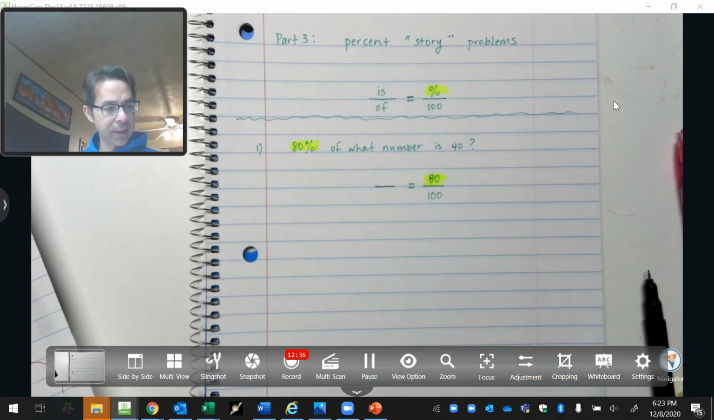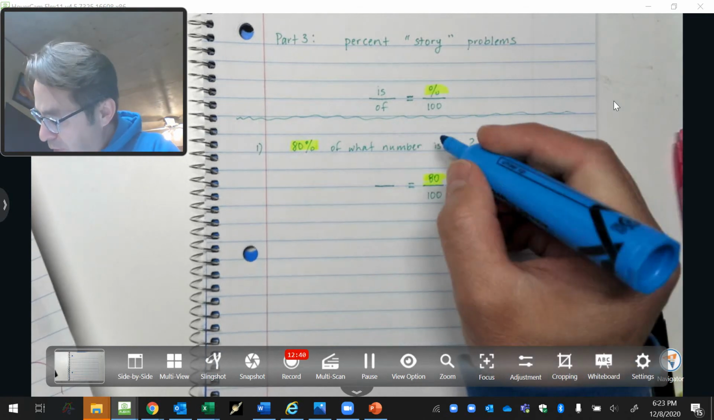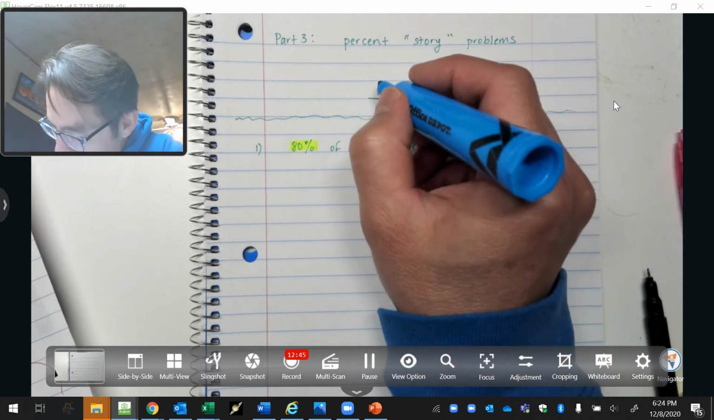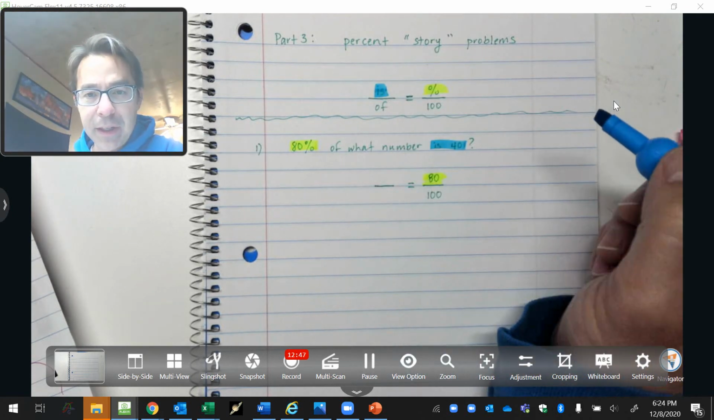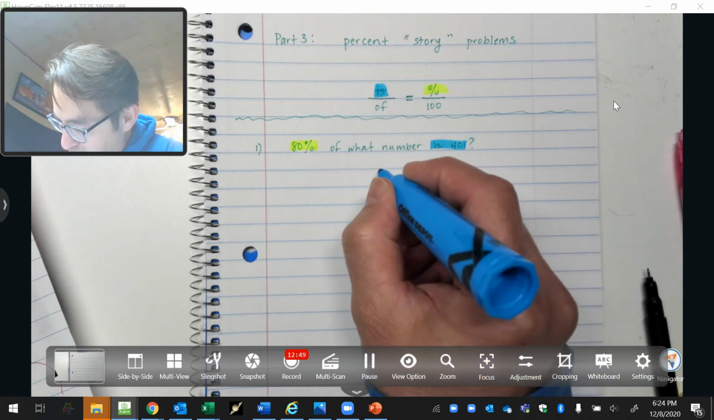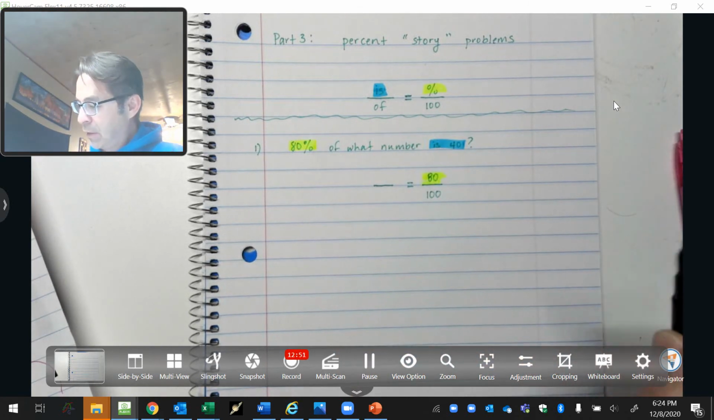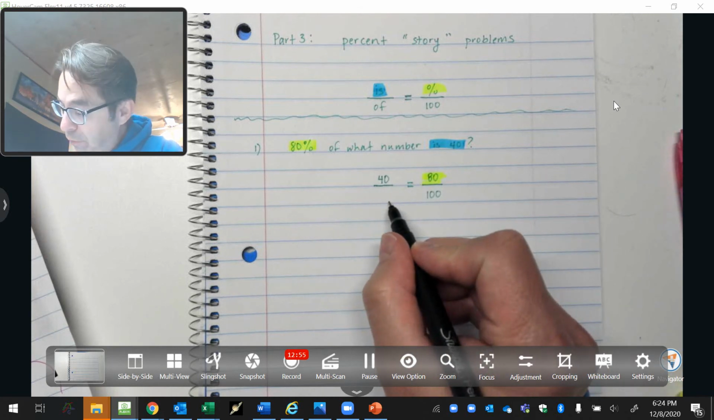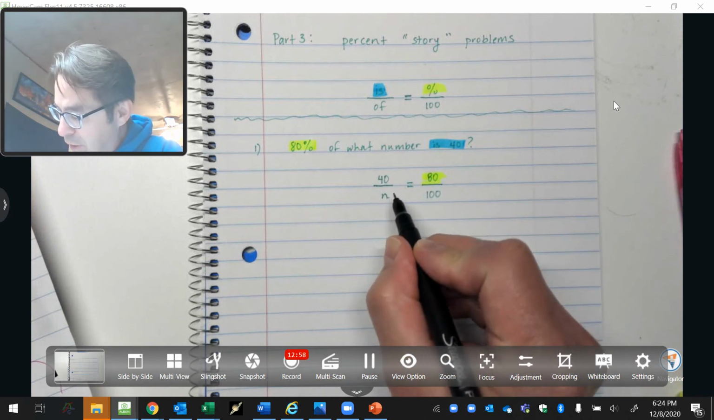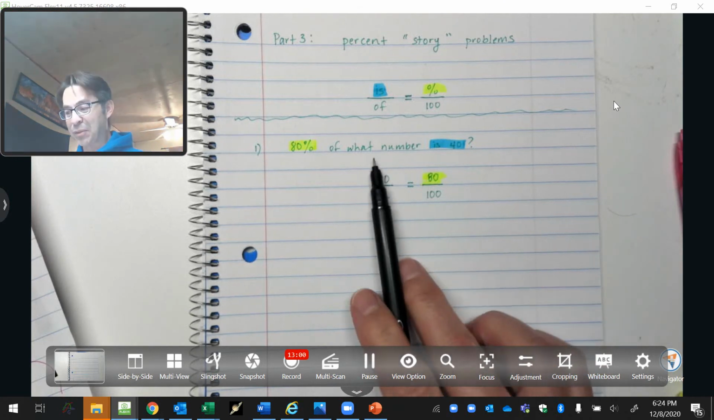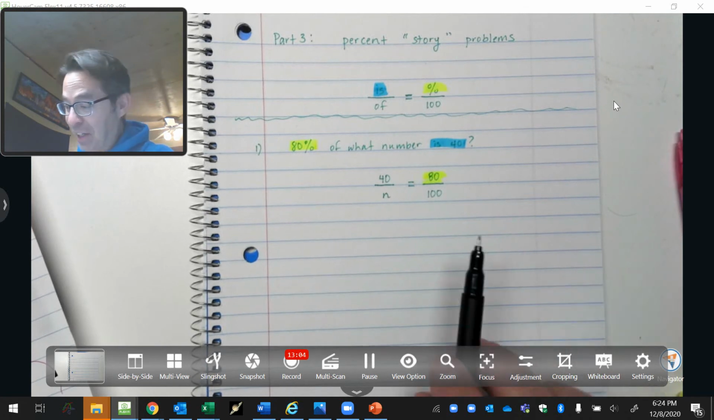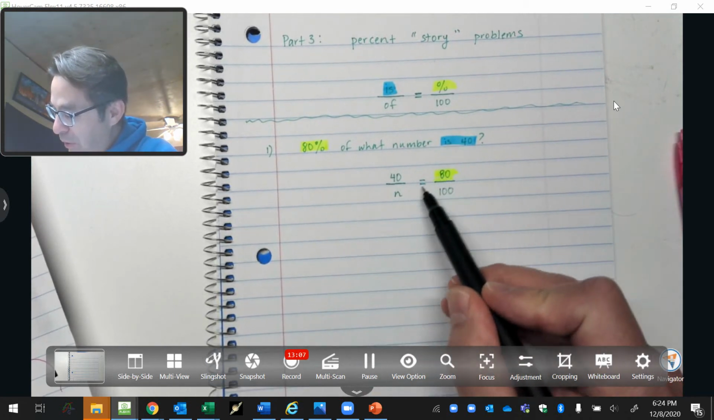And the next thing is 40. Notice is goes on the top left. So we want to put the is, or the 40, right here. And then of course the unknown, you can use whatever letter you want. I'm going to use an N this time. N makes sense, because what number? I got lucky.